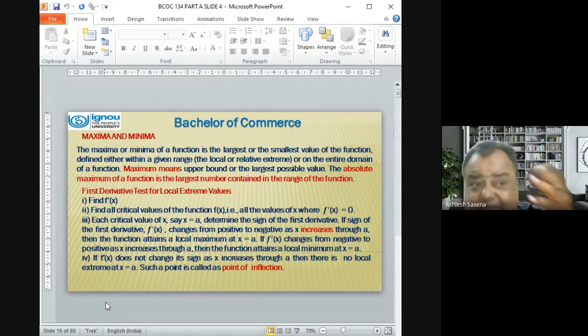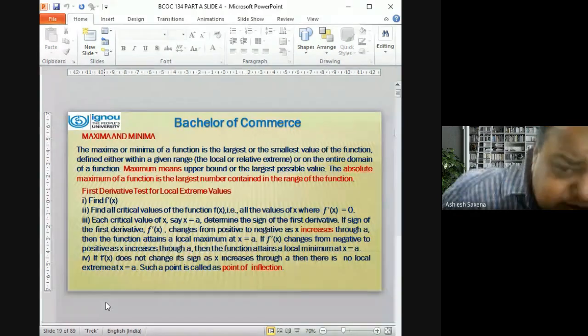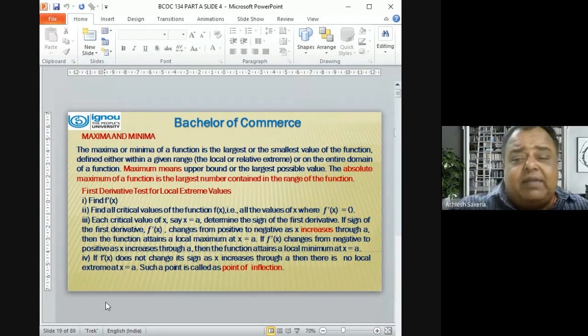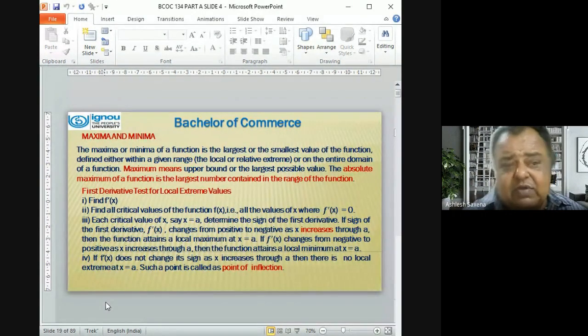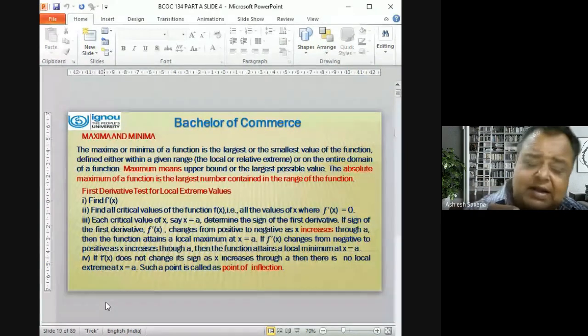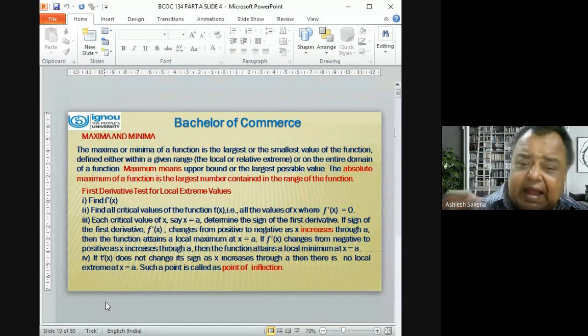Now, what are the different steps? First derivative test for local extreme values. What will we be doing? We will be finding f dash x. Then we will be putting this f dash x equal to 0. That means in mathematical terms, we will be solving this, and these values of x will be the critical values.